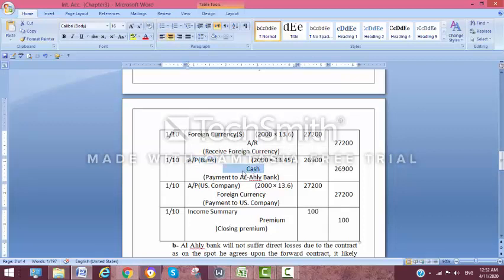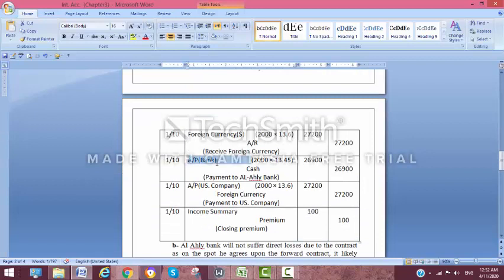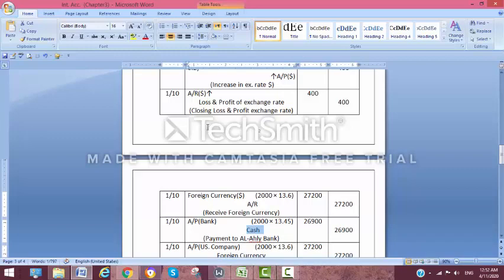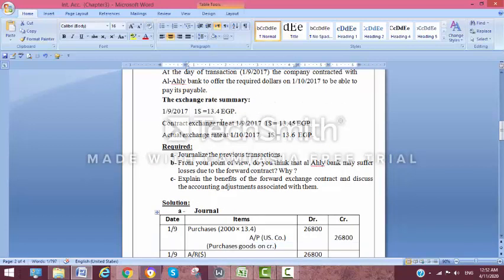You paid by cash. Accounts payable is credit in nature, so you need to make the closing entry by debit accounts payable and credit cash. The payment to Al Ahli Bank is valued in Egyptian pounds. You need to make the transfer from American dollars to Egyptian pounds at 2000 multiplied by the contract with the bank, the contract with Al Ahli Bank, which values one dollar in Egyptian pounds.